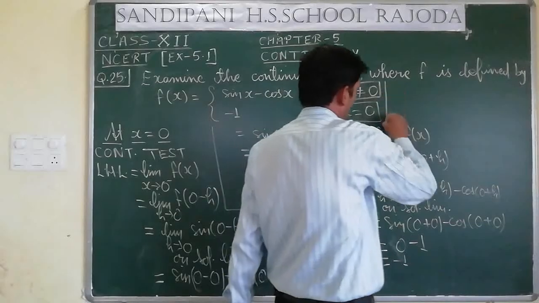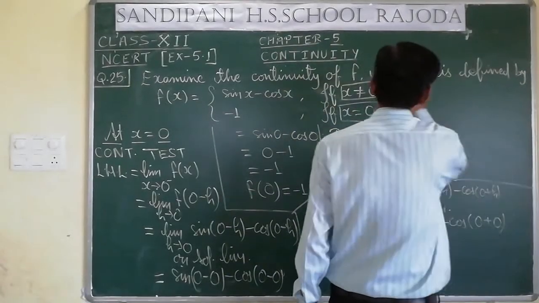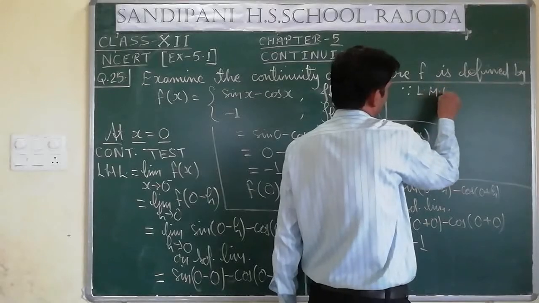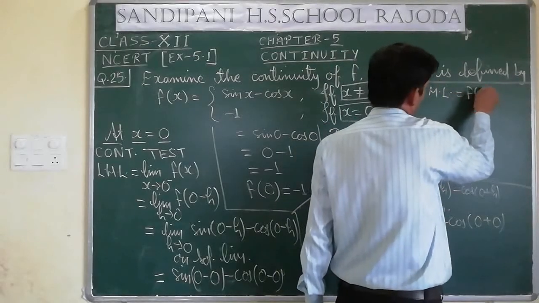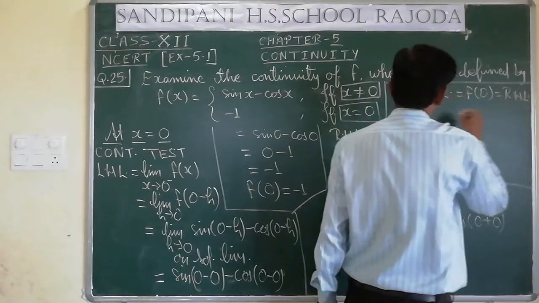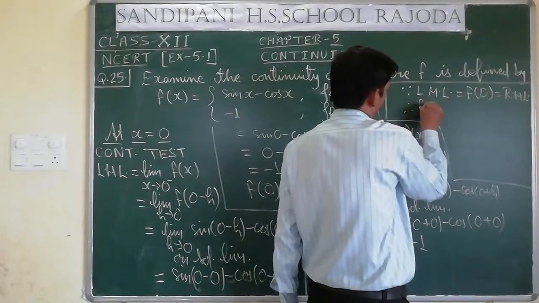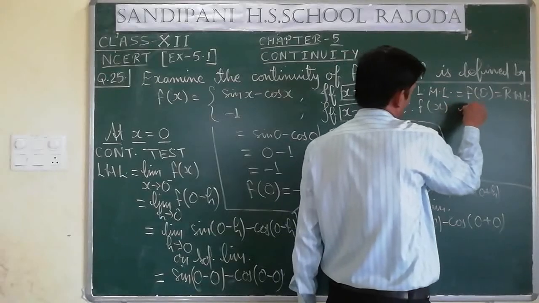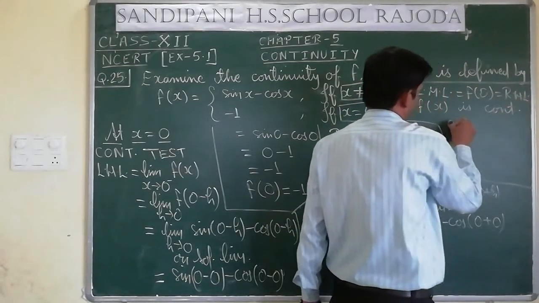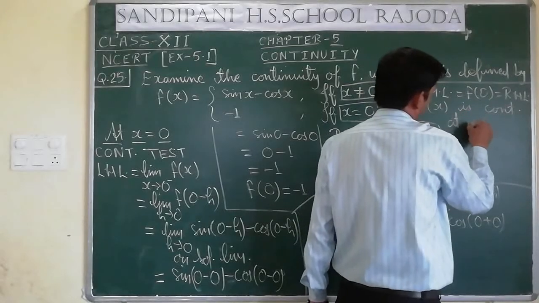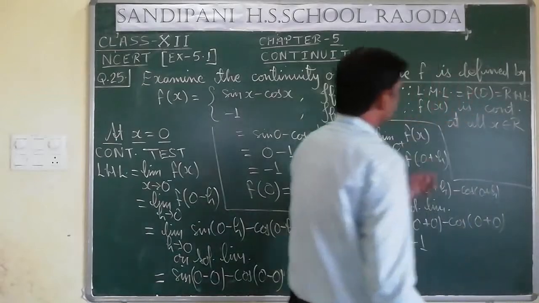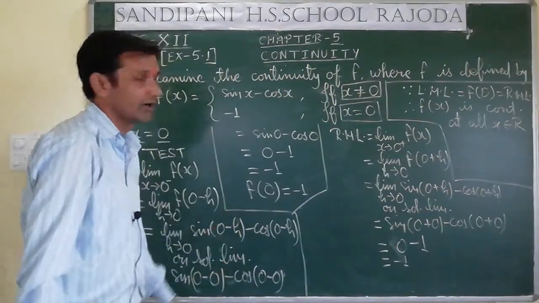Now we can conclude. Here one conclusion is there. Because LHL is equal to f of 0 is equal to RHL, therefore f of x is continuous at all x belonging to R. This is our conclusion.